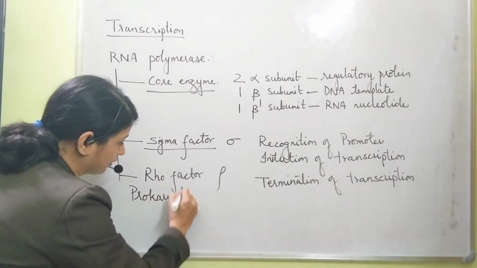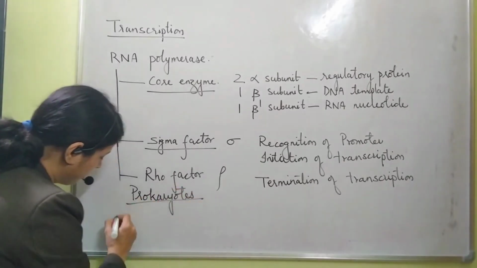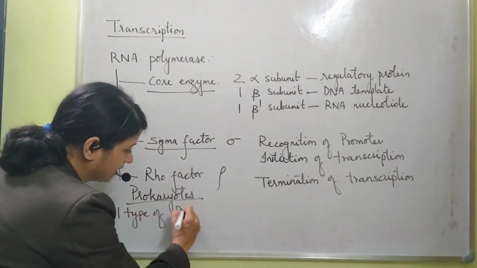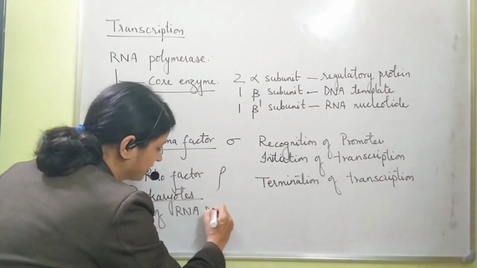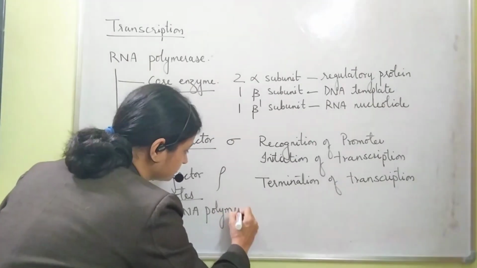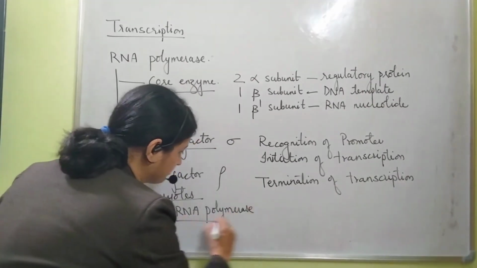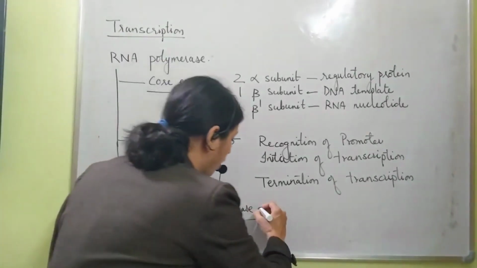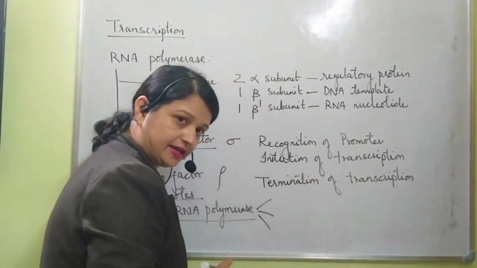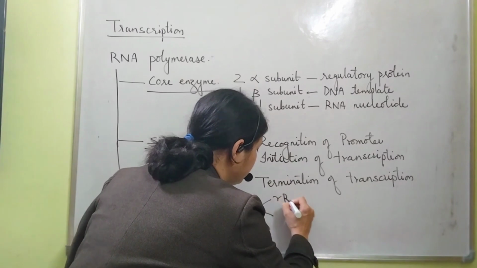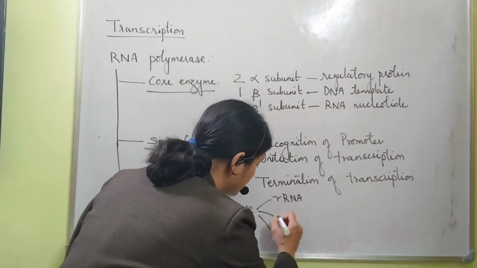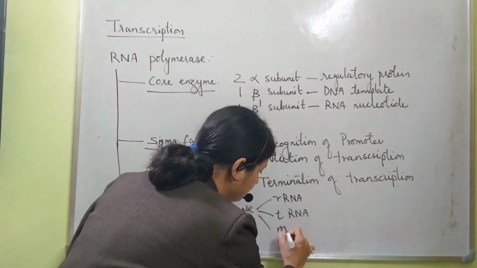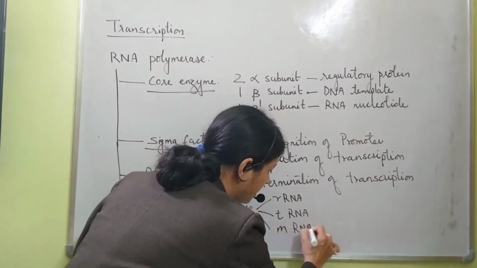in prokaryotic cells there is only one type of RNA polymerase. And this RNA polymerase will catalyze, or we can say will transcribe, all the 3 types of RNA, that is rRNA, ribosomal RNA, tRNA, that is transfer RNA, and mRNA, that is messenger RNA.